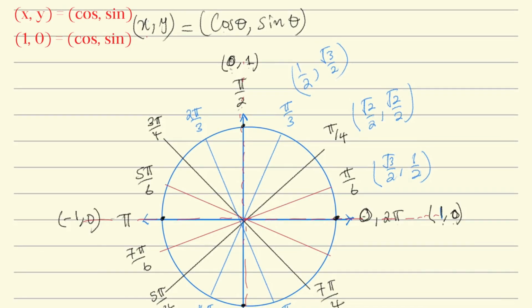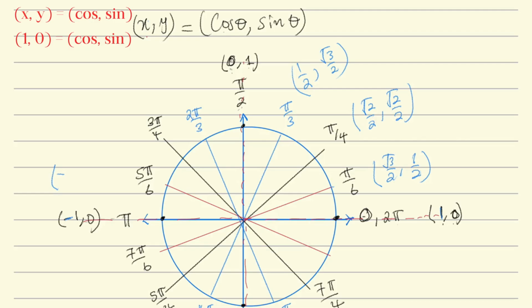We use these points in the first quadrant to find the values of sine and cosine in the second, third, and fourth quadrant. So if you have a point in general x, y in the first quadrant, in the second quadrant it will be negative x, y. Why negative? Because x is negative. In the third quadrant it will be negative x, negative y. Everything becomes negative. And in the fourth quadrant, only y is negative. So you have x, negative y.